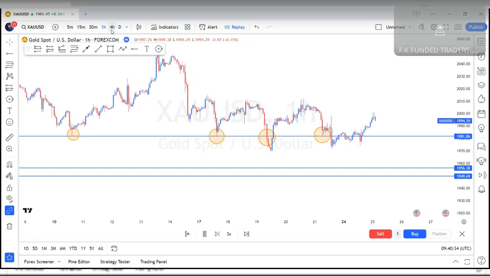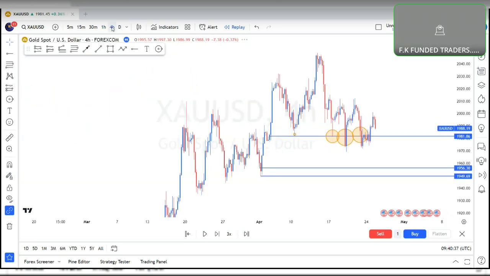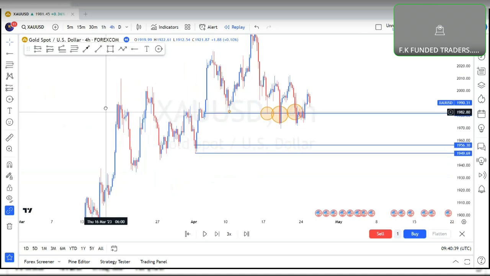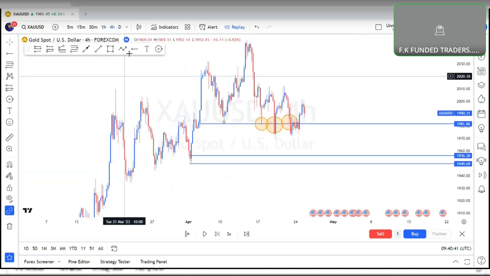To make it quicker, let us go in for 4 hour. You see where the price is on 4H.